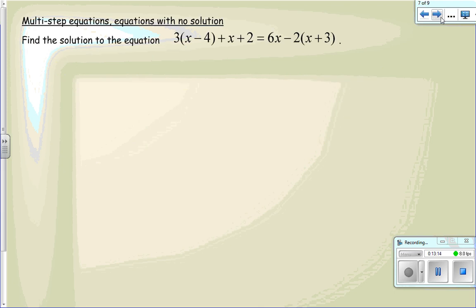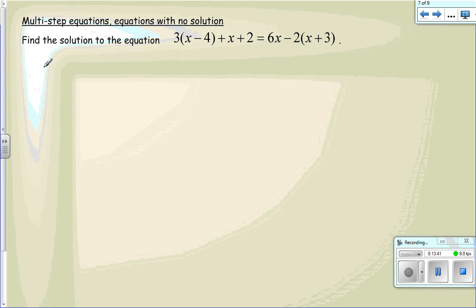Okay, the other thing that we need to discuss today, other than fractional and decimal coefficients, is we have two special types of equations. We have an equation with no solution, and we have equations with all real numbers as a solution. So this is going to be an example of an equation with no solution. So you're going to go ahead and solve it just like you solve any multi-step equation.